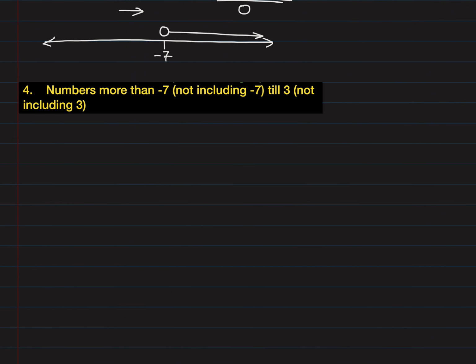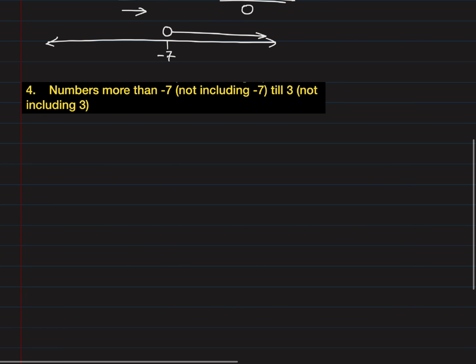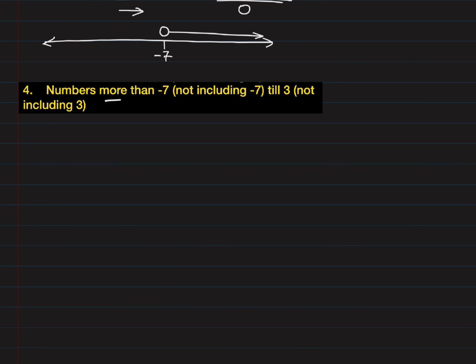So for question 4, we have numbers that are more than -7. So we're going to have an arrow going towards the right direction. We're not including -7, so we have a circle that's not shaded in, and we're going till number 3. And we're saying that 3 is not included, so we're going to have a circle that's not shaded in again.